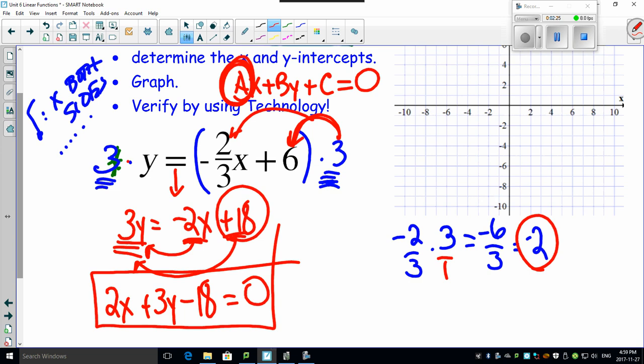Woohoo! So in order to get the general form to work really nice for you, don't forget that you have to multiply by the common denominator. And you multiply one side, you multiply the other, okay?